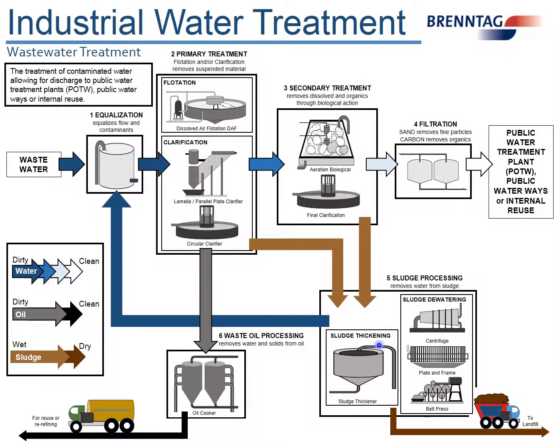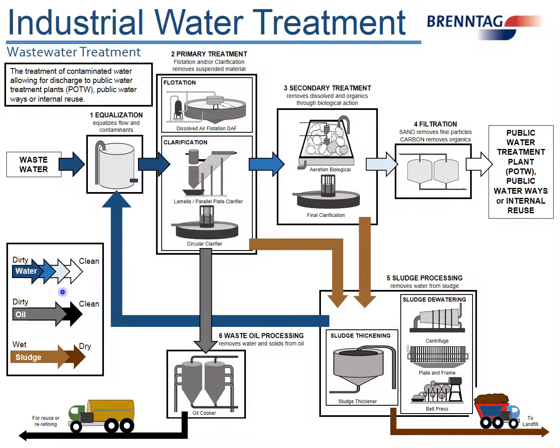After the thickener, it is then taken into some sort of dewatering equipment where more water is removed. And this can consist of something like a centrifuge, a plate and frame press, or a belt press. And again, here the water is brought back into the system for reprocessing. The solids are trucked off to disposal.